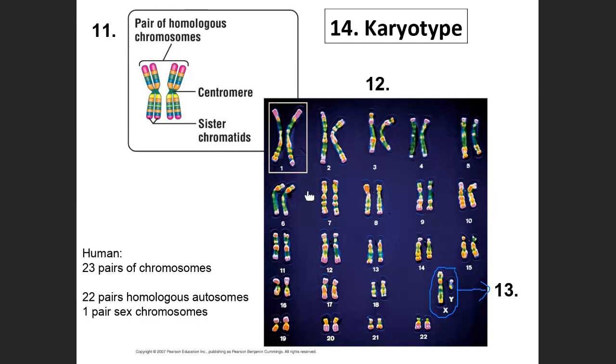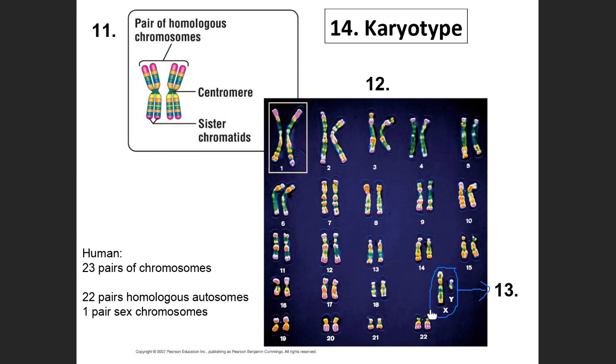Second thing you should notice is the first 22 pairs are homologous. Third thing, largest ones are in the top left corner. The 22nd pair is the smallest, or approximately the smallest, in the bottom right. Then the next thing you should notice is the 23rd pair.